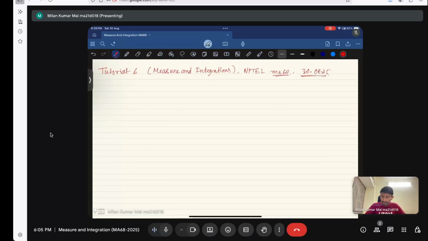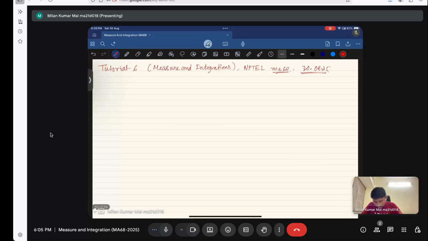So let's start solving a problem, and while solving this problem, we will be stating the theorems whatever is needed at that time. So first problem. Let me write two important theorems: the monotone convergence theorem and the dominated convergence theorem.